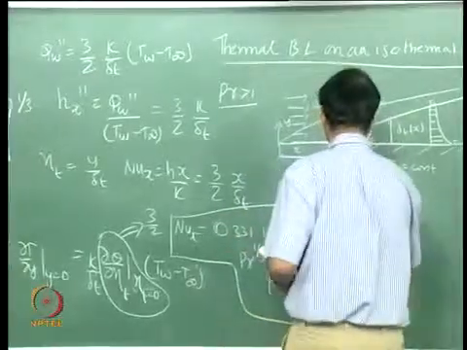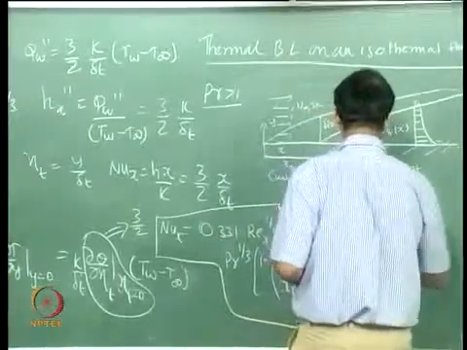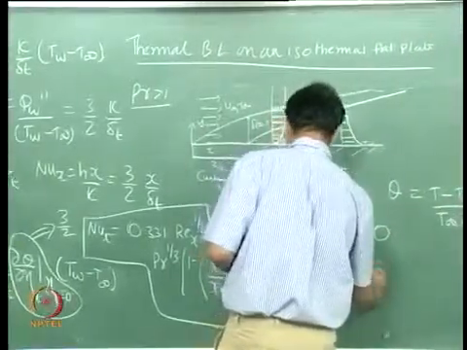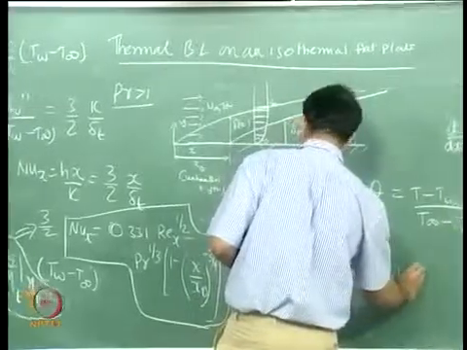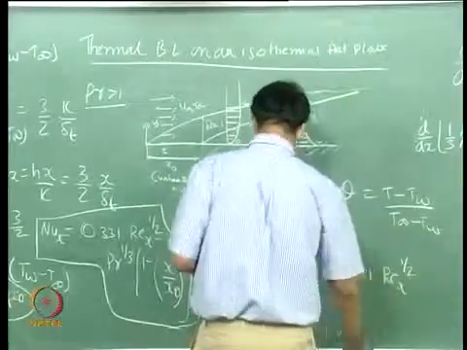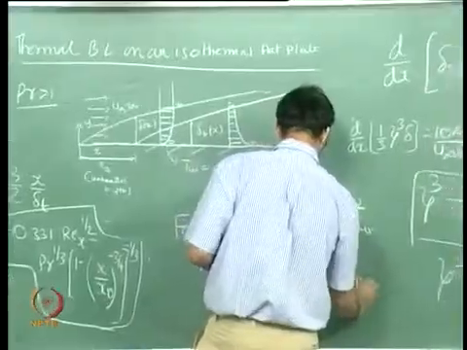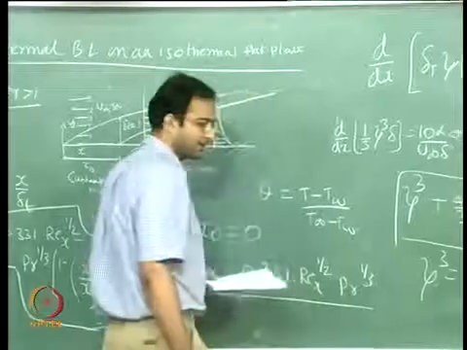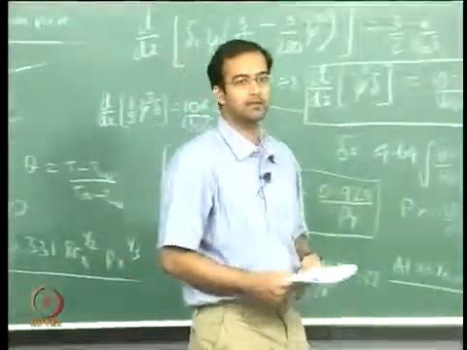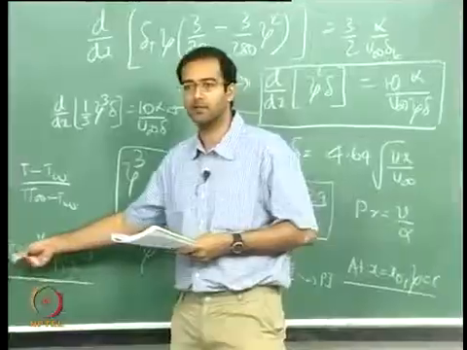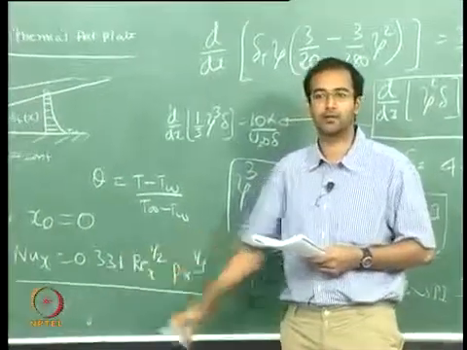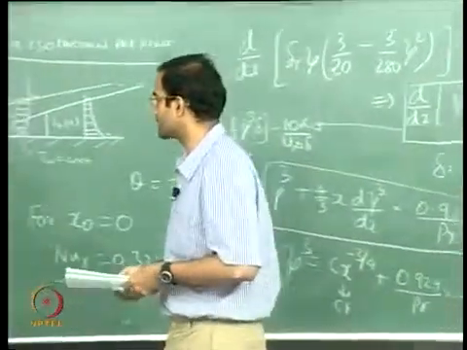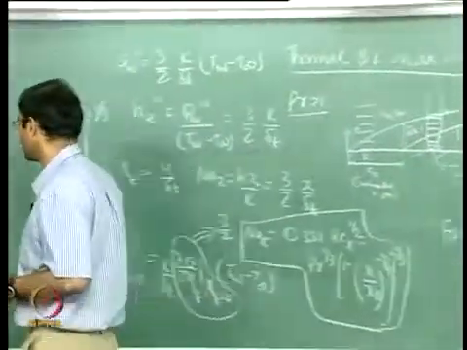For the heated case right from the beginning, x naught equal to 0, so Nu x will become 0.331 Rex to the power half and Prandtl number to the power 1 by 3. Now you compare this with the Pohlhausen similarity solution, that was 0.332. So it's very, very close. Here I am skipping a couple of steps. You can just do that yourself.